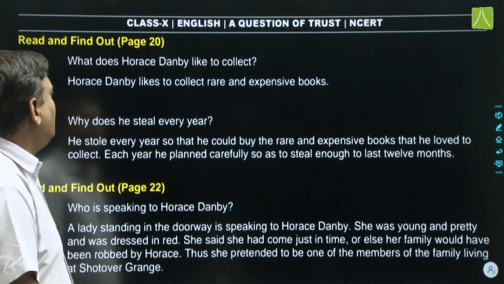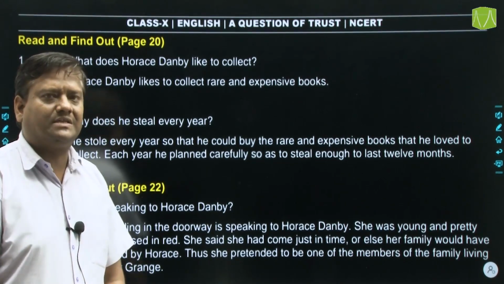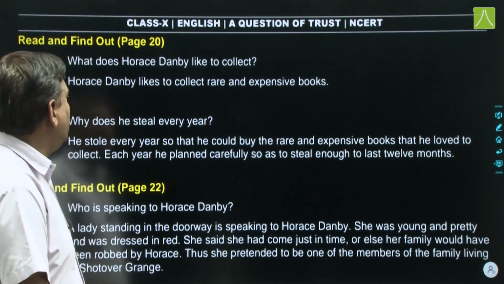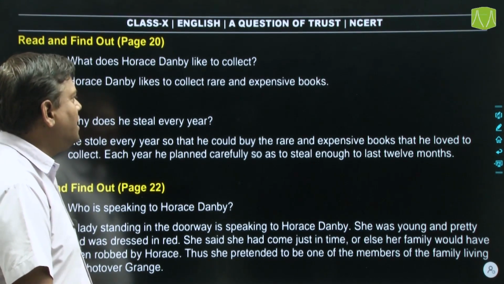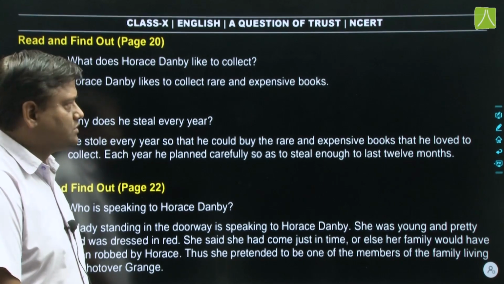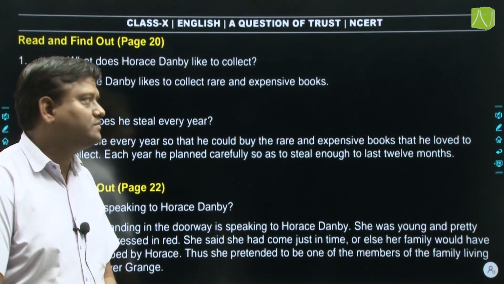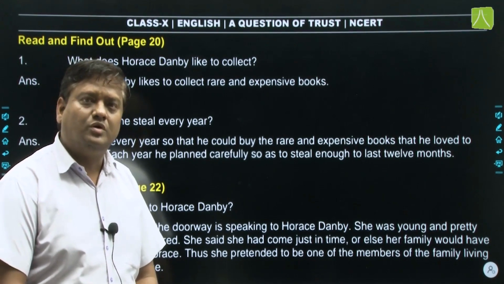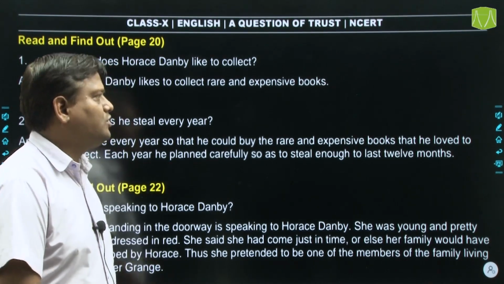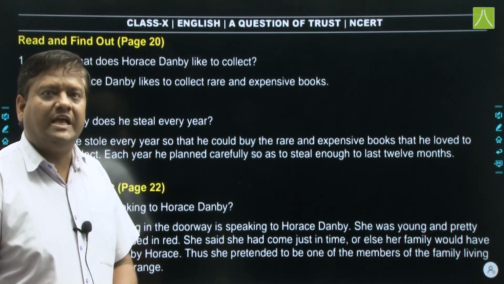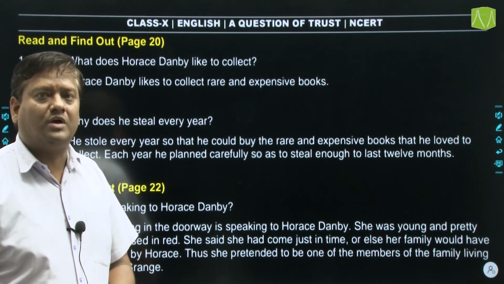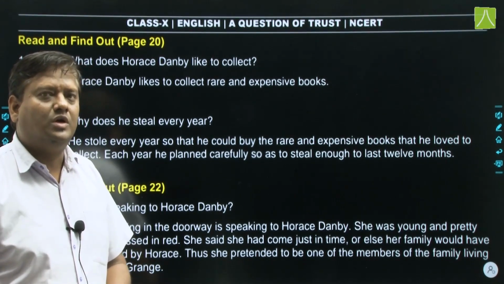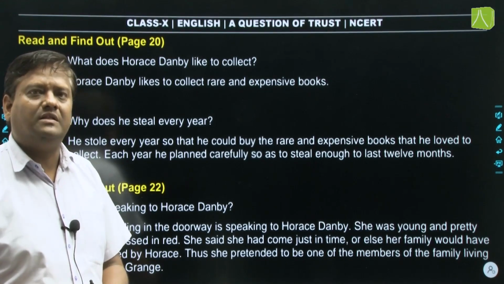Question number 1. What does Horace Denby like to collect? The answer is, Horace Denby likes to collect rare and expensive books. He was fond of books and he has hired some agents to get the books, and to those agents he has to pay a very huge amount. So he was involved in thievery.